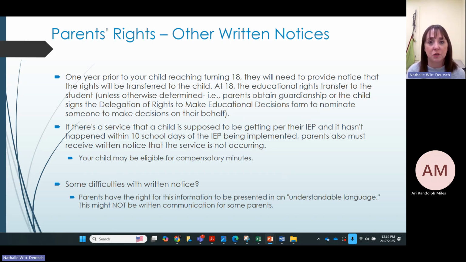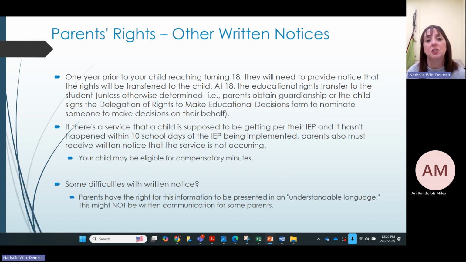So before the age of 18, all of those educational rights are under you. You have the permission to provide, yes or no, consent or refusal. But at the age of 18, the child will then take over because they are now considered an adult, unless it is otherwise determined. If you obtain guardianship of your child or the child signs the delegation of rights to make educational decisions form to nominate someone to make those decisions on their behalf, then that individual will still be able to continue to provide consent or refusal as well as a voice.